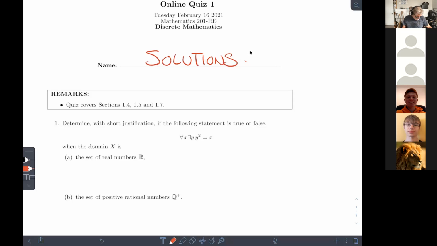Set of real numbers. Then of course this is false. It is not true that every real number has a square root. Just take x equals -1, for instance, right?